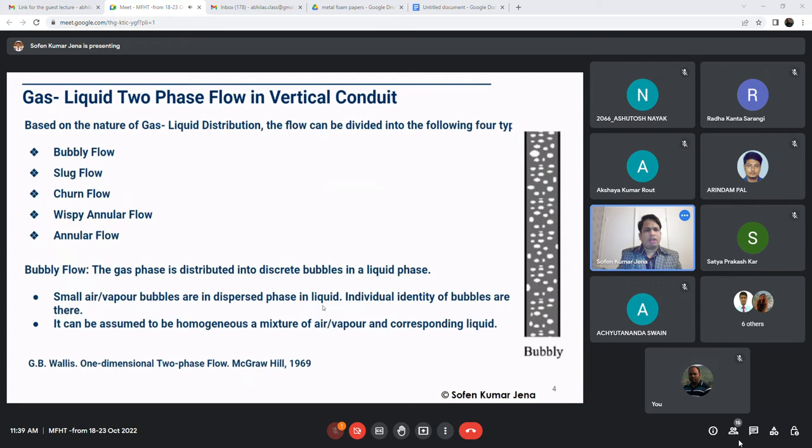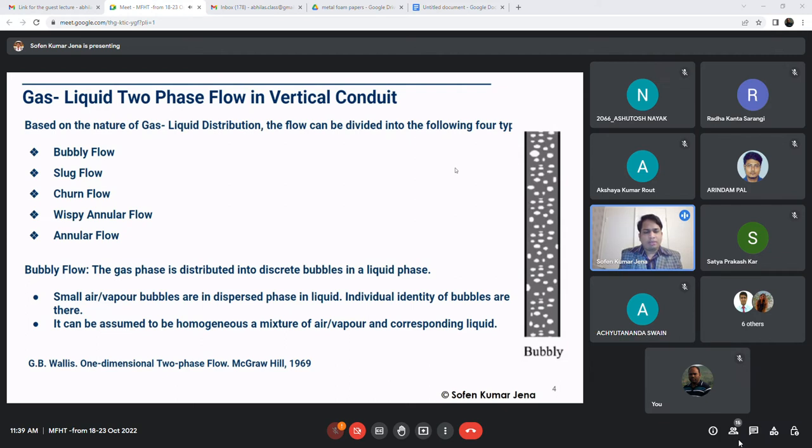Okay, let's come to what the two-phase flow in the vertical conduit is. The first case is when you have a liquid and a gas simultaneously passing through the vertical conduit, in the direction of gravity towards the ground. Because of the low density, the gas will form small bubbles and start moving in the upward direction. This kind of flow is normally known as bubbly flow, right? So based on the alignment, we can divide the vertical channel flow into five categories: bubbly flow, slug flow, churn flow, wispy annular flow and annular flow.